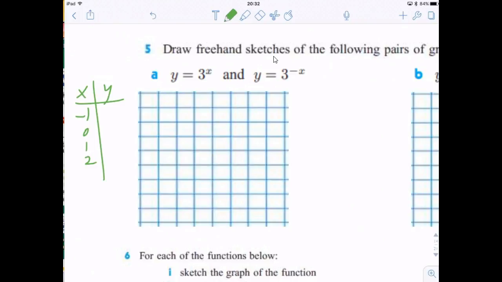If we put in -1 for 3 to the x, we're going to get 1/3. If we put 0 in, we're going to get 1. If we put 1 in, we're going to get 3. And if we put 2 in, we're going to get 9. Let's draw.